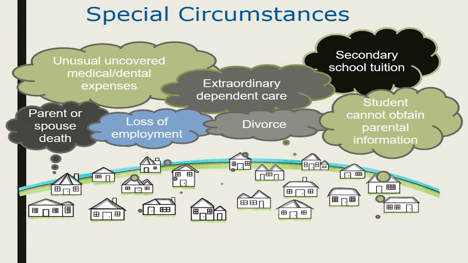Okay, so these are some of the possible circumstances. Unusual uncovered medical or dental expenses, parent or spouse death, loss of employment, divorce, and sometimes the student can't obtain parent information.